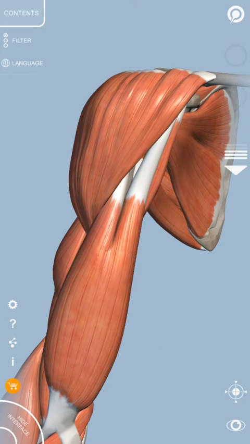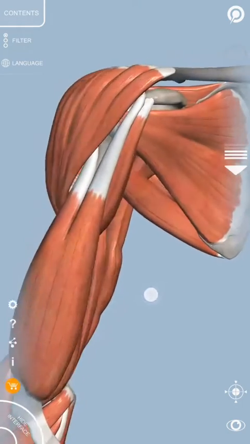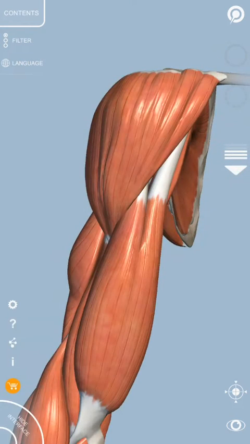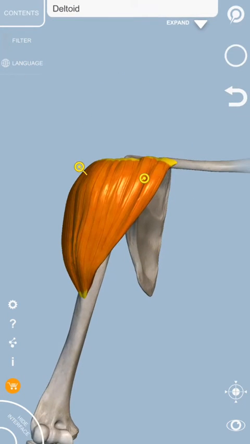Today we will learn about the muscles of the anterior compartment of the arm, and these muscles are three in number. Number one is biceps, then brachialis, then coracobrachialis. So here we go.